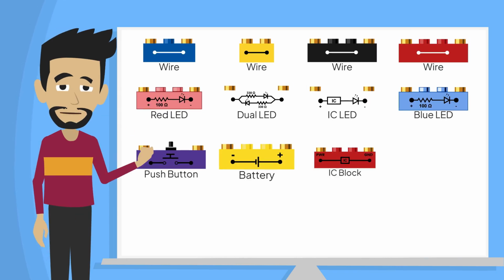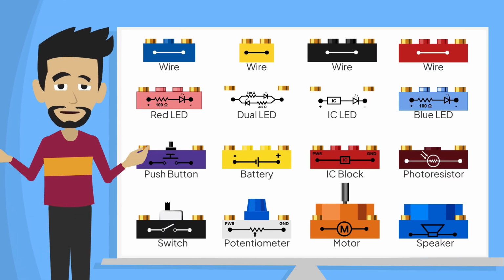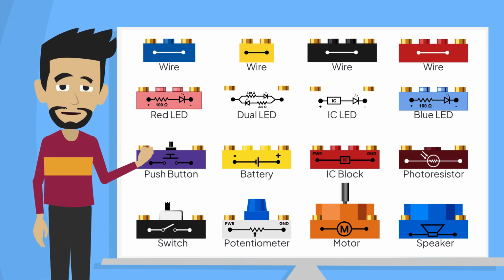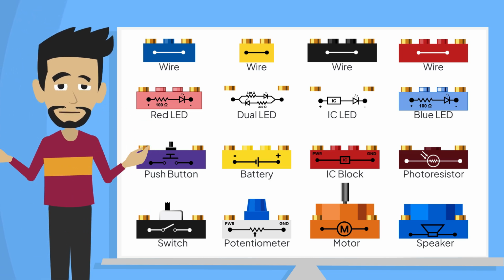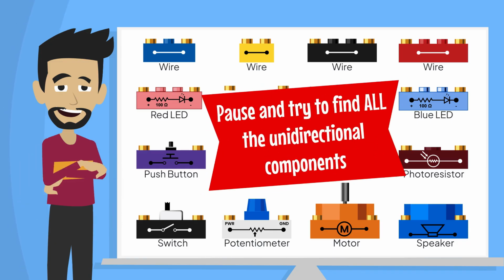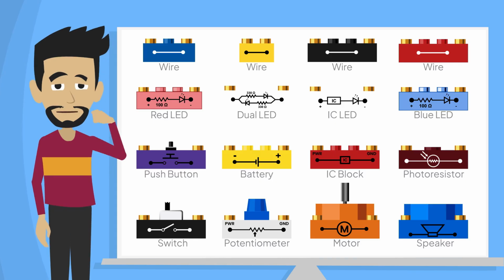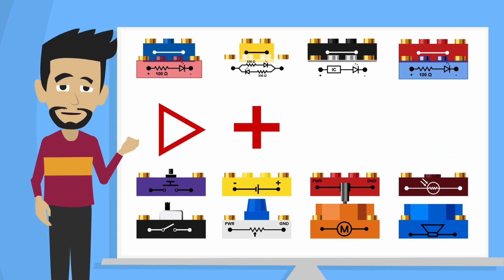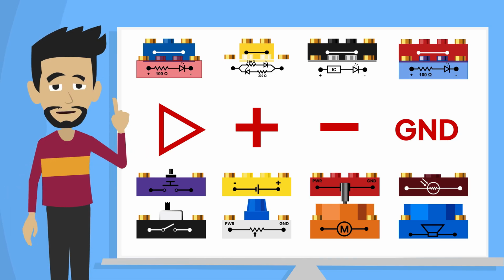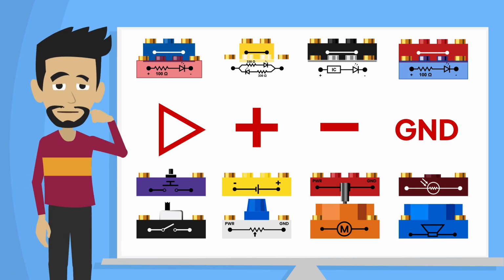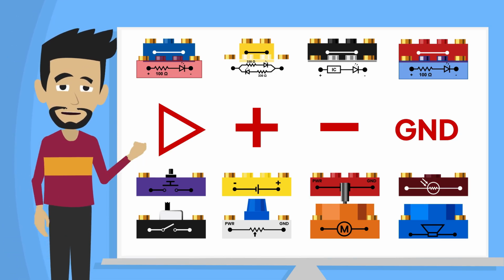Let's examine all the spark blocks in our kit. On the face of the block, we can see the symbols for the components inside. Which diagrams make you think that a block is going to be unidirectional? Seeing symbols such as arrows, plus and minus signs, and GND can give an indication that current needs to enter one side and exit the other, making it a unidirectional component.